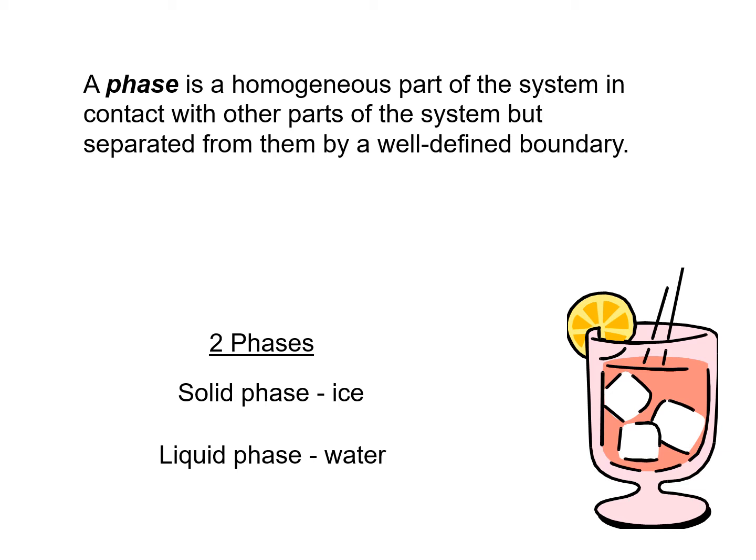For example, in this glass that we have here with a summer drink in it, we have a liquid phase, and we can say this is water, and we have a solid phase, which are the ice cubes that are in that water. There also is a gaseous phase, so if this is water, we're going to have some gaseous water molecules in the atmosphere right above the surface of that water.